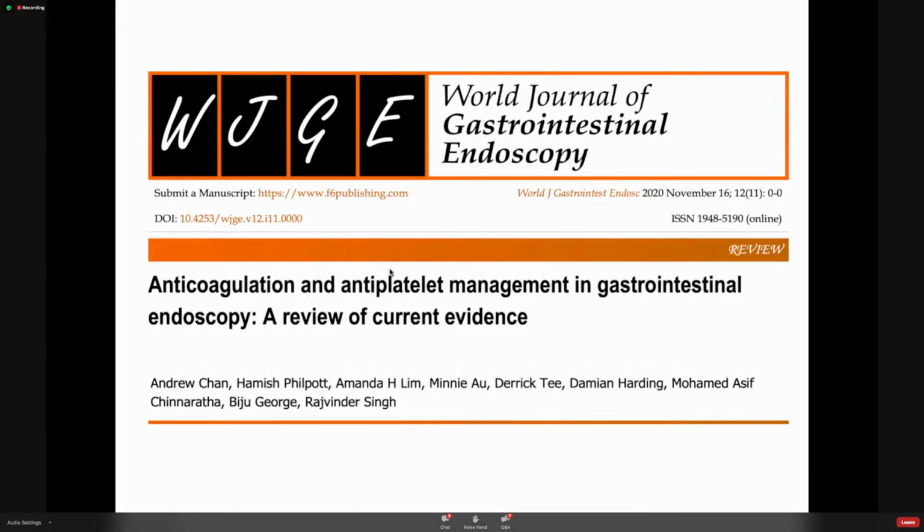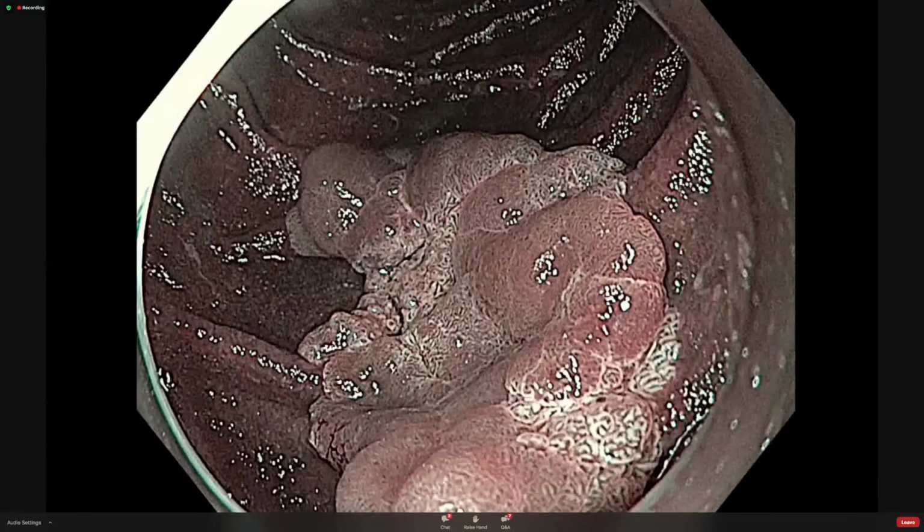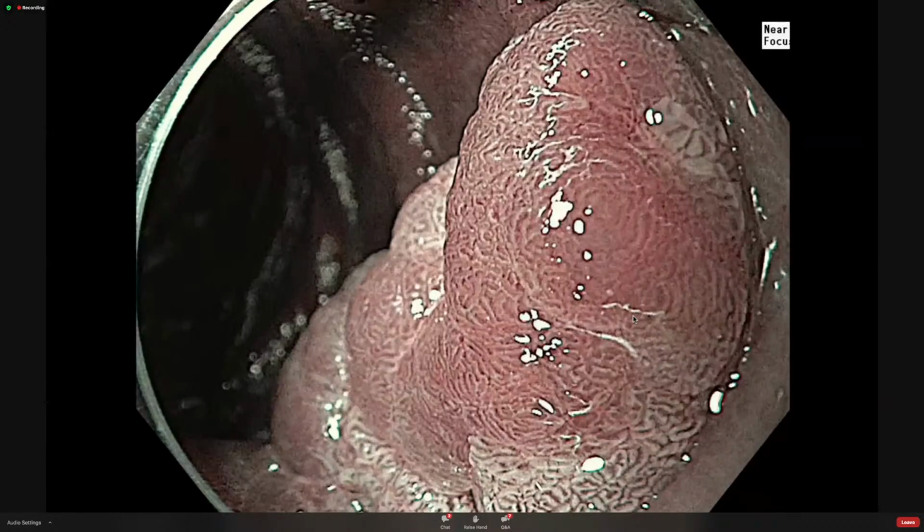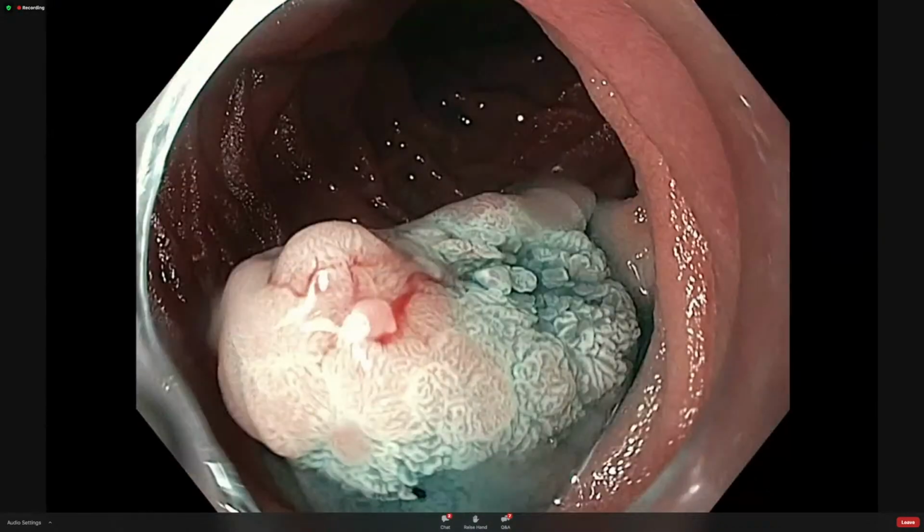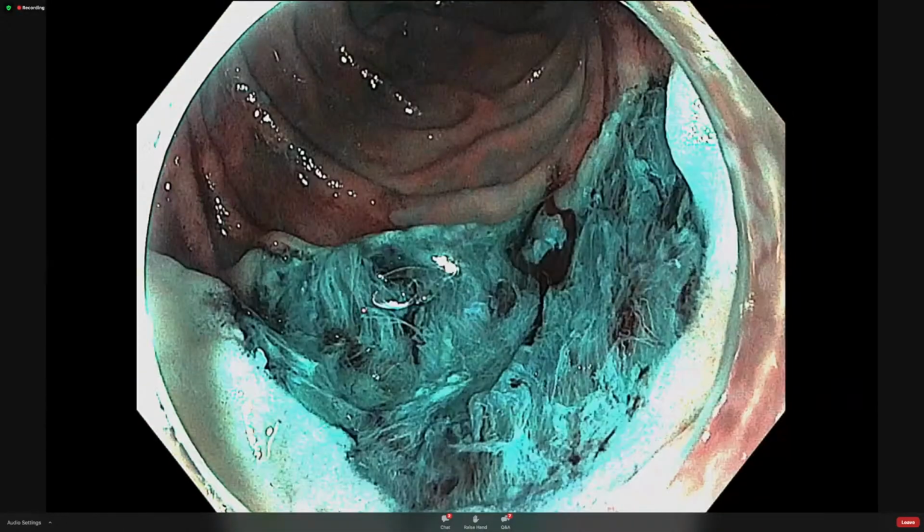I will guide you to this review article, which was published last year, to have more information on that. And we can also use this outside the colon. This is in the duodenum, extending over probably about 3 folds, a tubular villous adenoma, which was easily dealt with using the cold snare EMR technique.